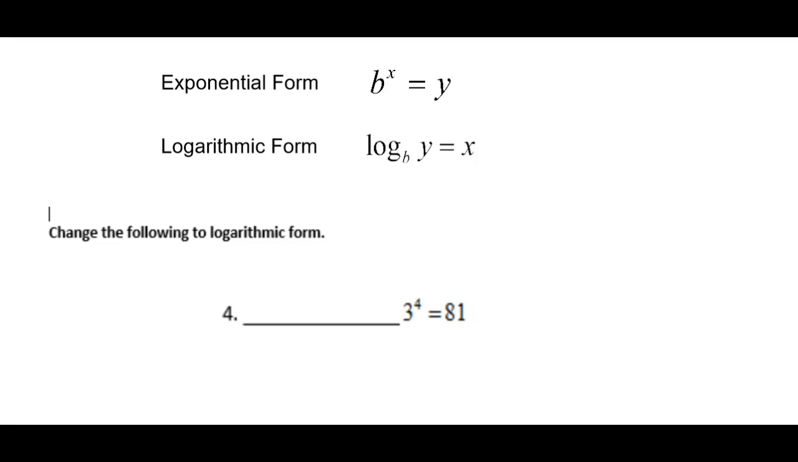Look at number 4. You have 3 to the 4th equals 81. That's in exponential form. You want to change this to logarithmic form. So the base is 3, so you're going to say log base 3. The answer is 81, and remember the exponent is what it equals. And again, we're just changing the form. We're not doing any calculating. It is a true statement. We're just going to change it to a different true statement.